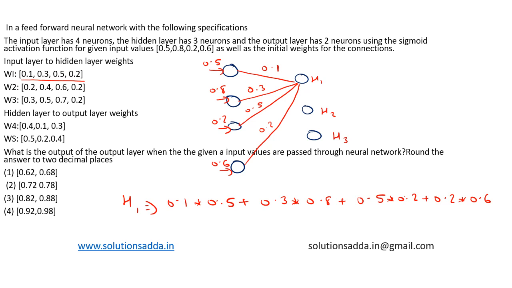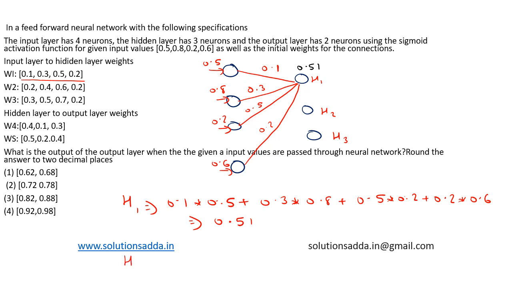This will be the value of h1. So this will be equal to 0.51. This particular value of h1 will be 0.51. Similarly, for other nodes also, this same format applies.